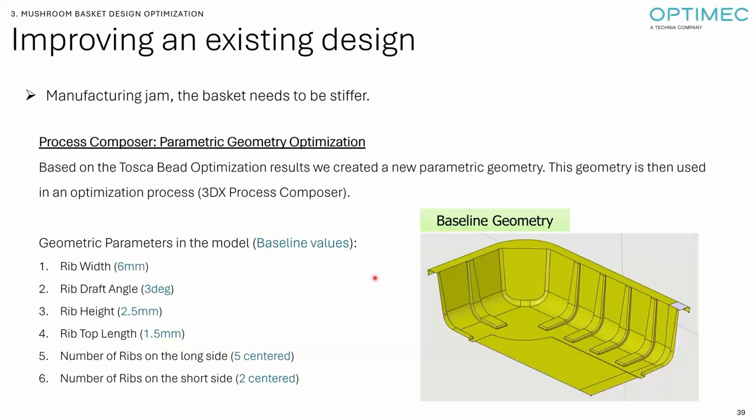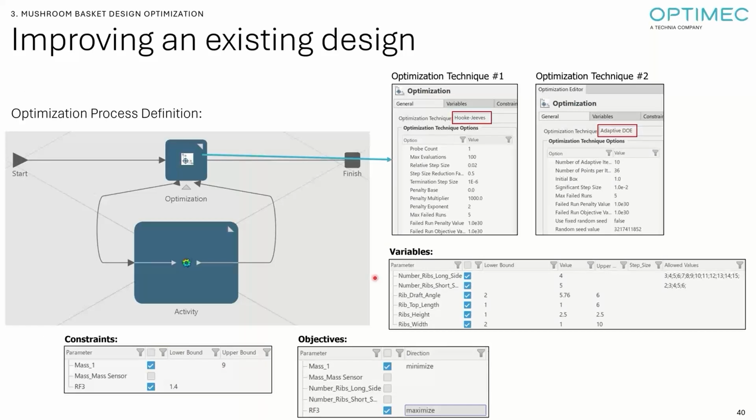By doing that, we are able to then generate hundreds of different designs, and we use the process composer algorithm that now you're quite familiar with. Instead of a design of experiment, because we have a fixed objective, we are using an optimization algorithm. We tried actually two of them, the Hooke-Jeeves and the Adaptive DOE. And that optimization algorithm was driving the simulation object to study the stiffness.